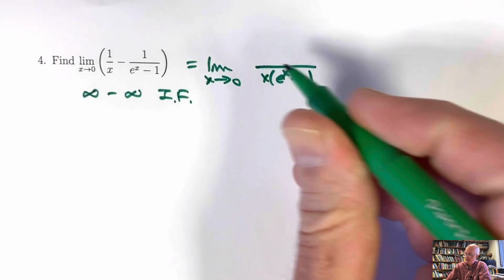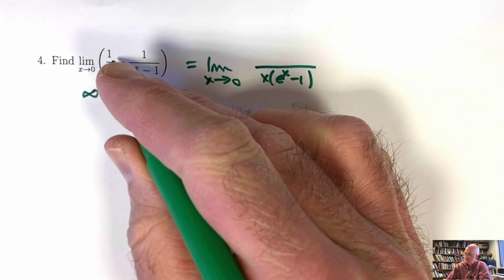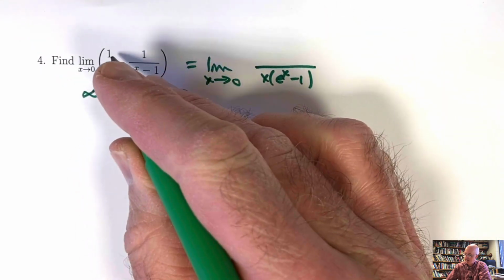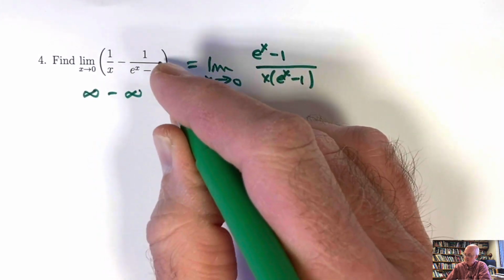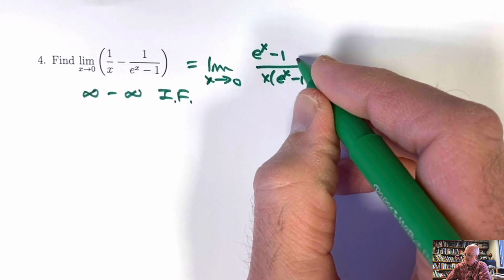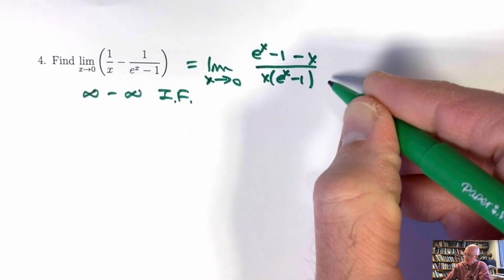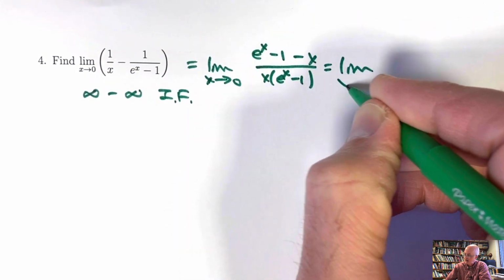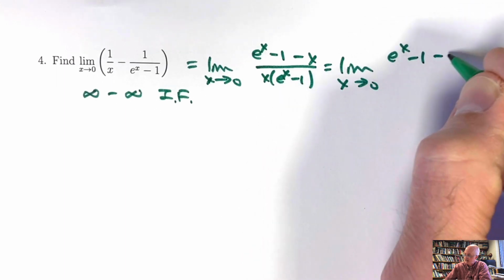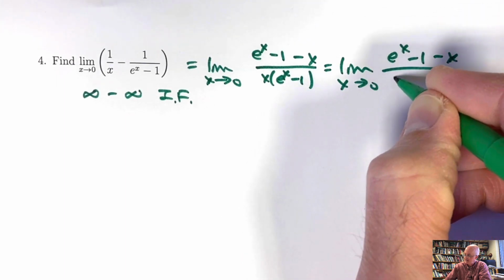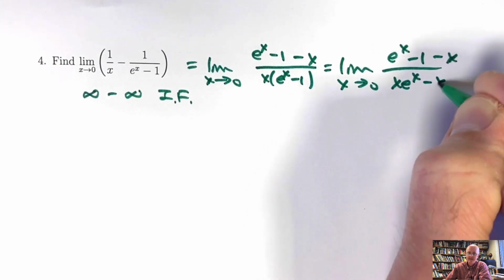On the top, then, we'll have to multiply the top and the bottom of the first fraction by e to the x minus 1. So we'll get e to the x minus 1. And for the second fraction, we'll have to multiply the top and the bottom by x, minus x. Let's go ahead and expand out the bottom. So we have e to the x minus 1 minus x divided by x e to the x minus x.